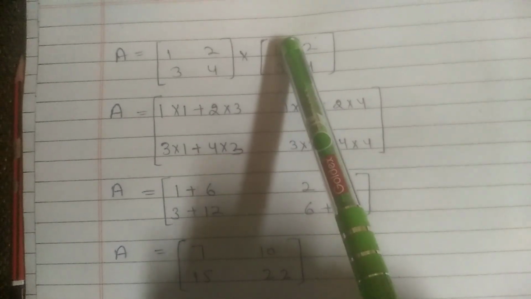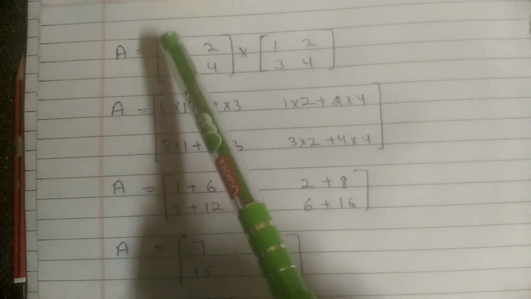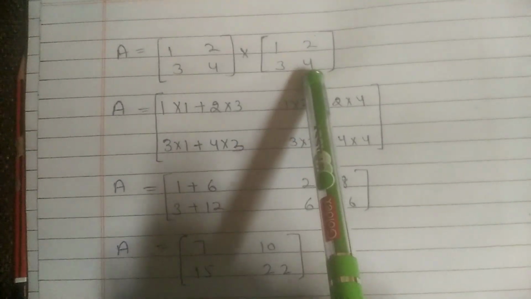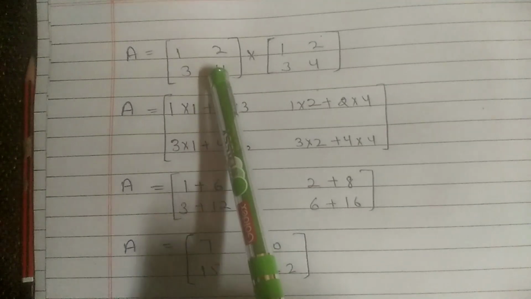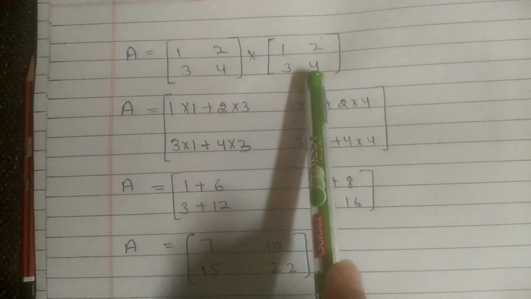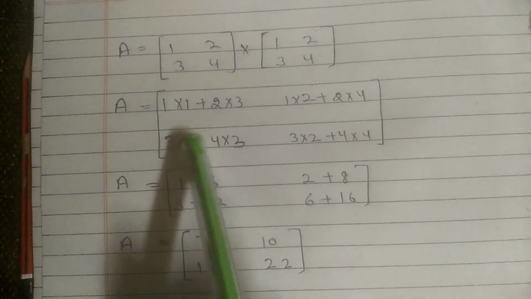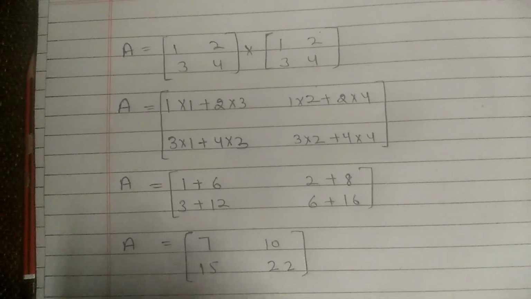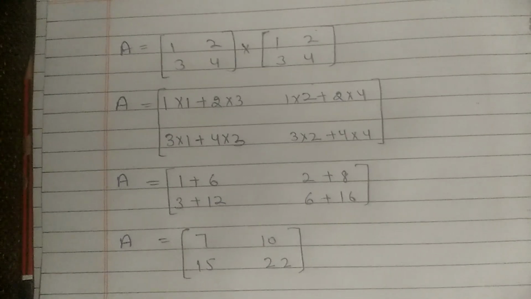So 1 into 1 plus 2 into 3. This is A11. Then 1 into 2 plus 2 into 4, A12. Then 3 into 1 plus 4 into 3. Then A22 is equal to 3 into 2 plus 4 into 4. So after solving this, we get the values as 7, 10, 15 and 22. So this is how you can do the multiplication.